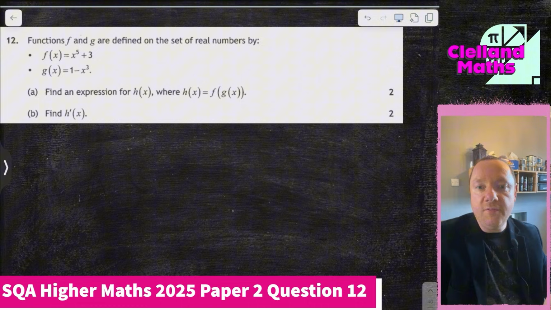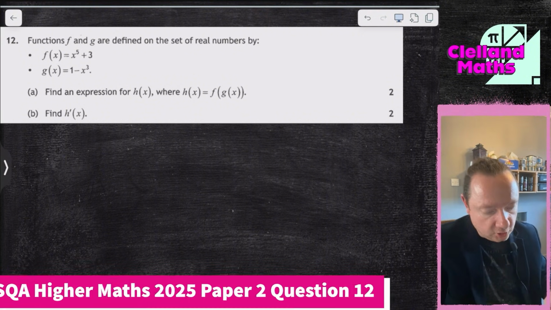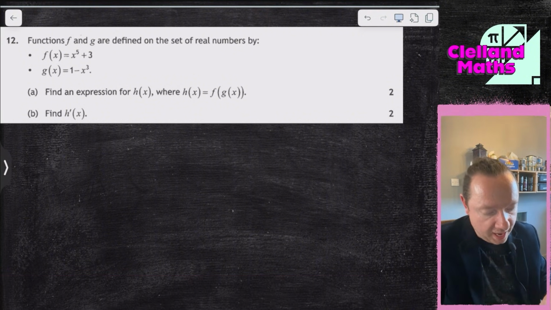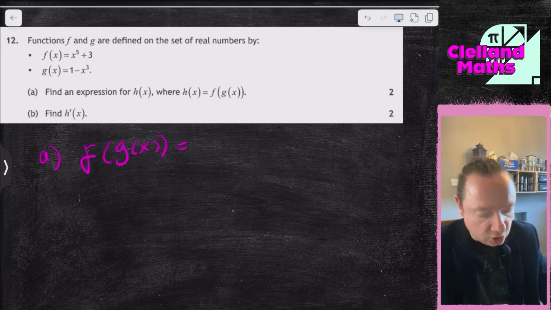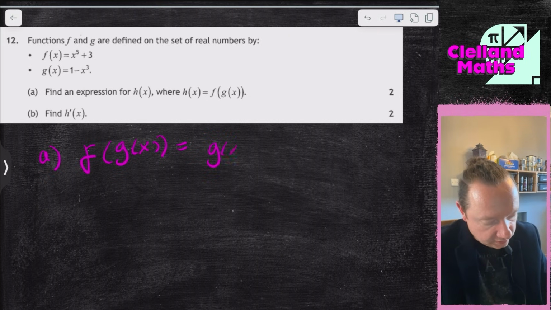SQA Higher Maths 2025, Paper 2, Question 12. Functions f and g are defined on the set of real numbers. Find an expression for h of x, which is f of g of x. Okay, part A, f of g of x means in f, put in g every time you see an x. So f says x to the power of 5 plus 3, so that is g of x to the power of 5 plus 3.